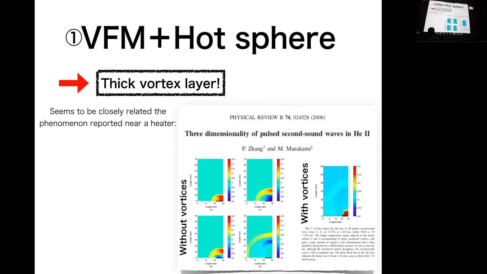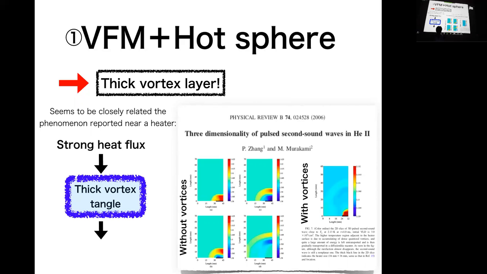After some time, it gradually propagates in a way like a classical Fourier law type transport. So what does it mean? What I want to say is that a strong heat flux can create a thick vortex tangle, and the second sound cannot propagate through the tangle because all the energy is stolen by the tangle. I think my simulation and what they are finding are very similar. They should be closely related.